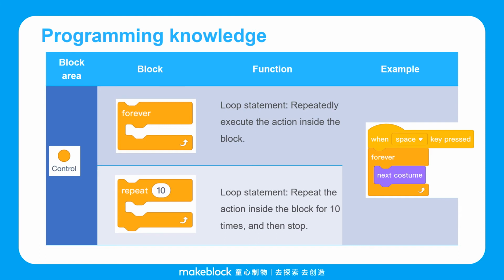Programming Knowledge Review. We're looking at some terms with regards to programming. Firstly, we're going to be looking at the block area and we're going to be looking at the controls term. So we have two terms, which is the forever block and the repeat block for 10 times. We're going to differentiate them right now. The forever block repeatedly executes the action inside the block indefinitely, while the repeat block repeats the action inside the block for 10 times and then it stops. Therefore, it has a specific time limit.